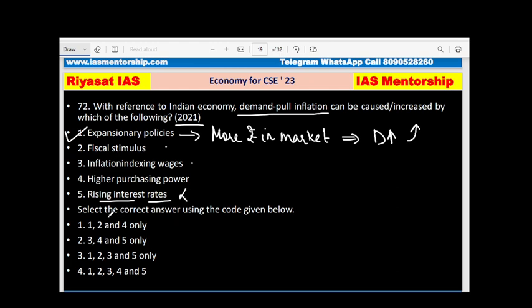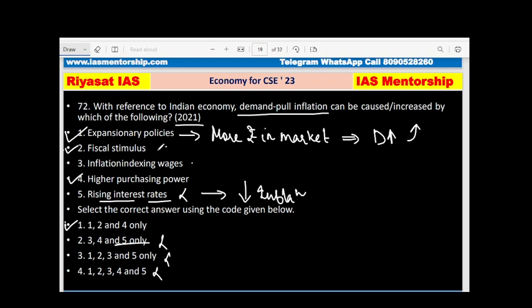If you are increasing the interest rate, which means that you are sucking out the money from the market. This will reduce the inflation, not increase the inflation. Fifth will not be there. Option B, C, D. Kaya 1, 2, 4 is left. So your correct option is 1, 2 and 4.